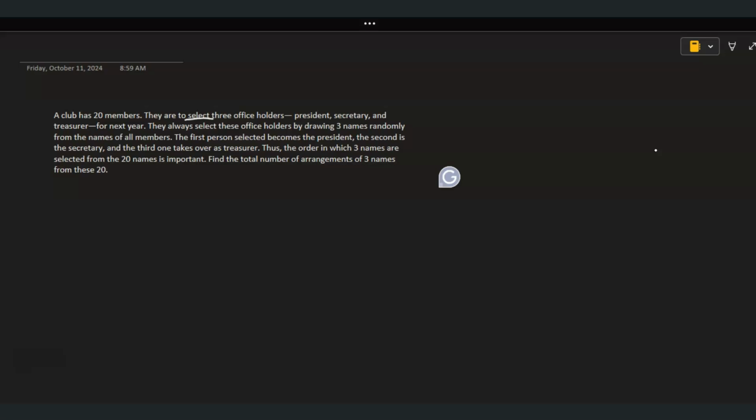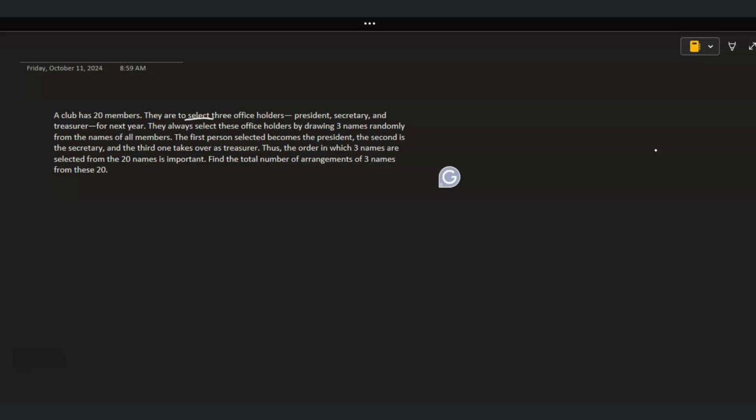Now, they always select these office holders by drawing 3 names randomly from the names of all members. The first person selected becomes the president, the second is the secretary, and the third one takes over as treasurer. Thus, the order in which 3 names are selected from the 20 names is important. So basically here they are telling you that the order in which you actually select is very important.